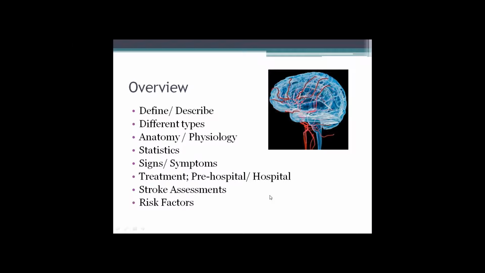So, an overview of the things that we're going to go over: the definition, different types of strokes, the anatomy and physiology, statistics involving strokes, the signs and symptoms, treatments, the different stroke assessments, and risk factors.